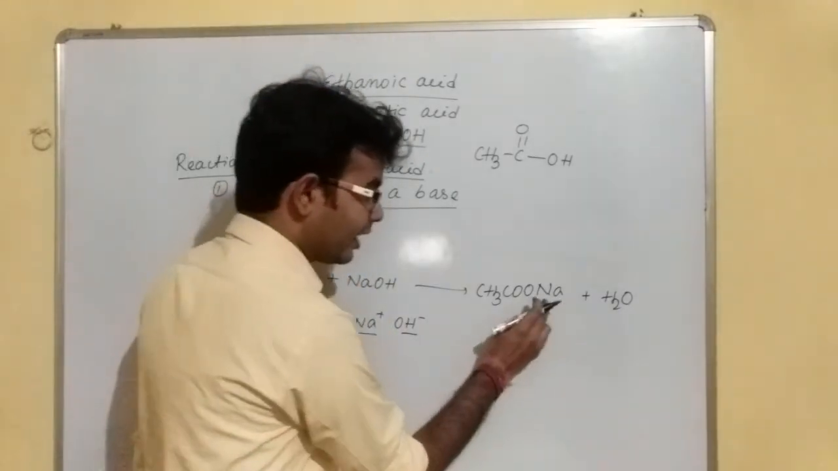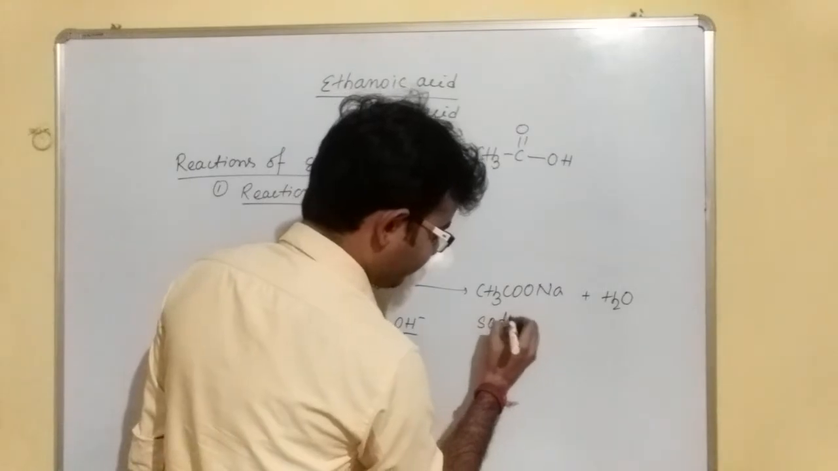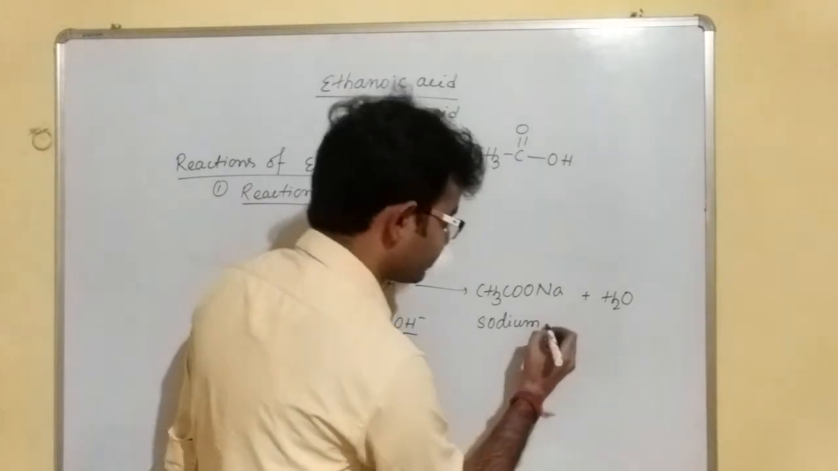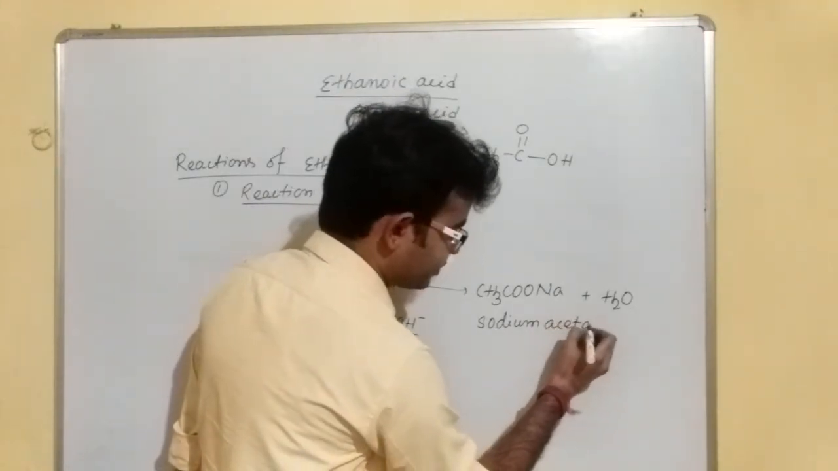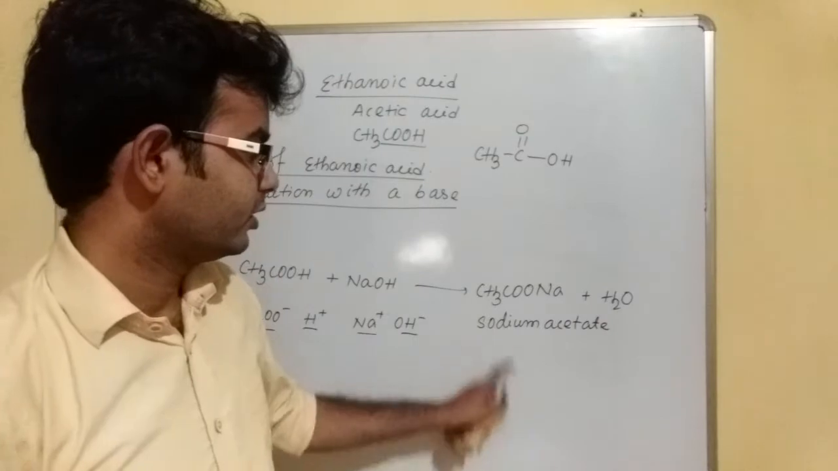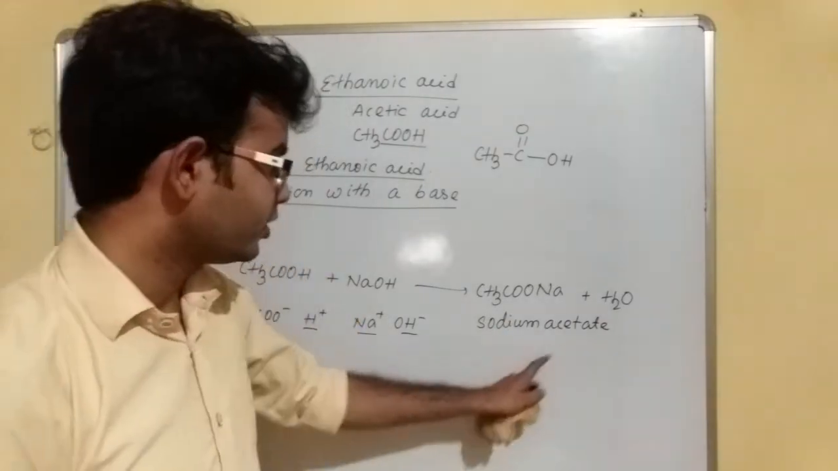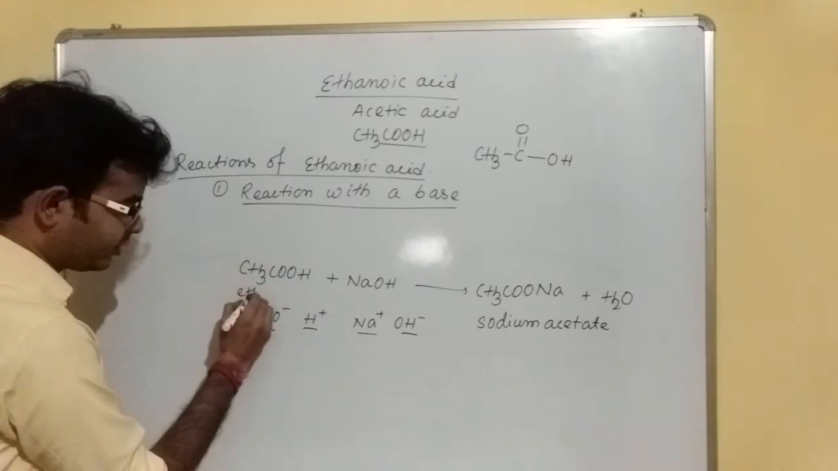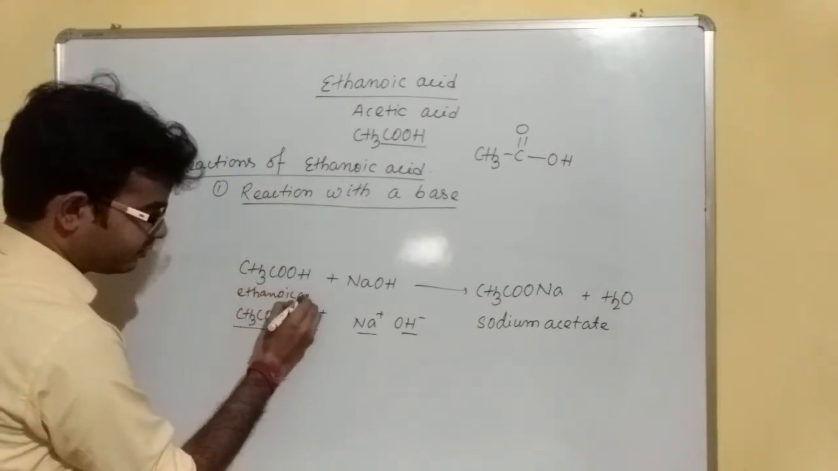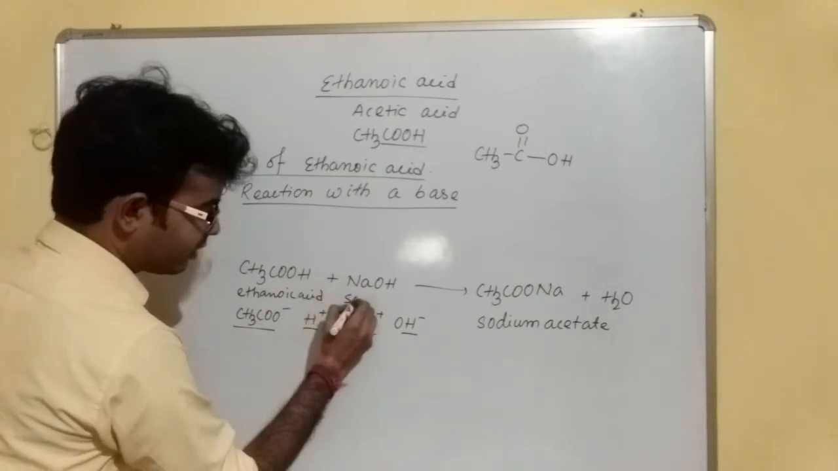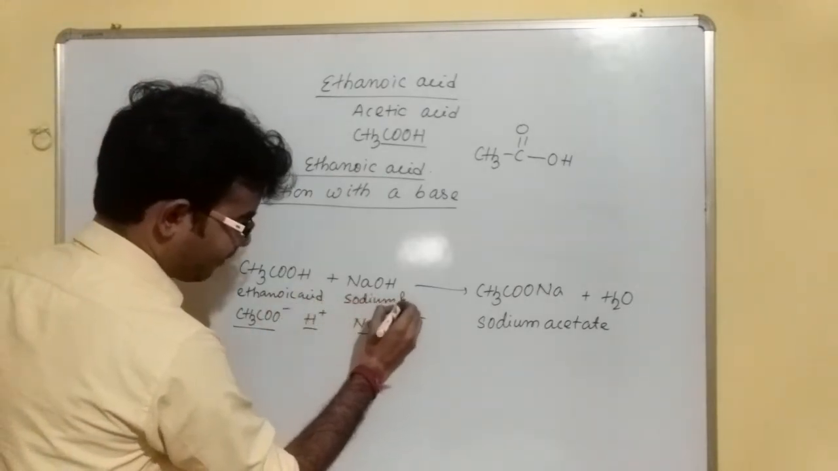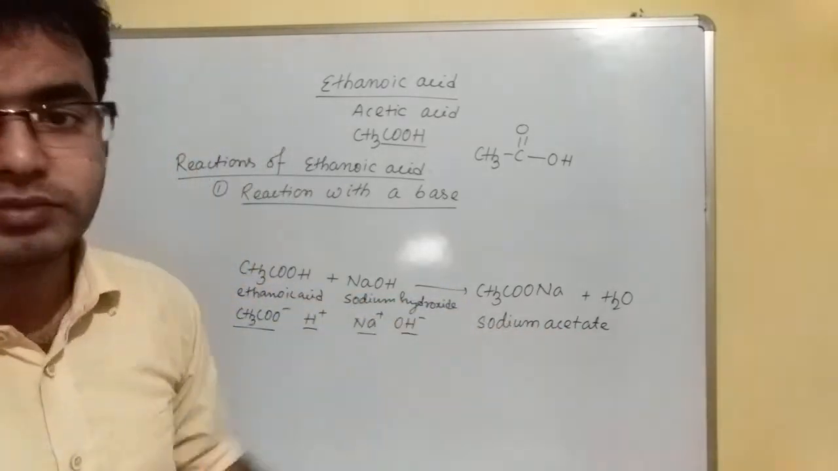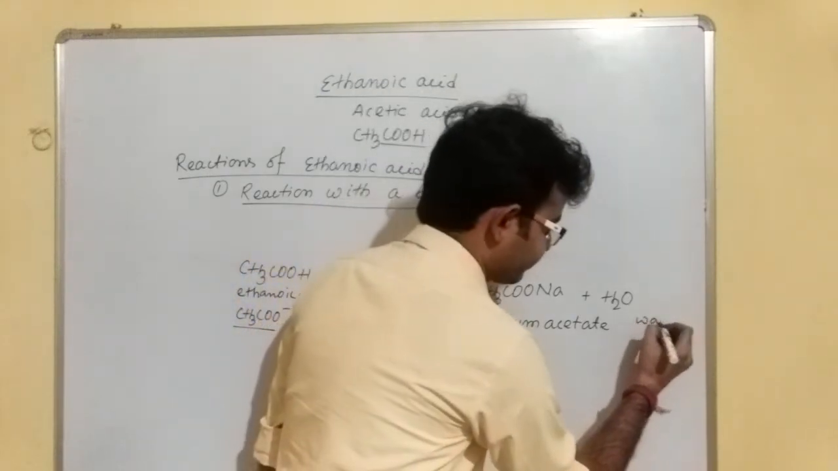So here this one Na is sodium, and the anionic part, CH3COO minus, its name is acetate. So the name of this compound is sodium acetate. So sodium acetate plus water will be the product. This one is acetic acid, or you can say ethanoic acid, with sodium hydroxide. It will form sodium acetate and H2O is water.